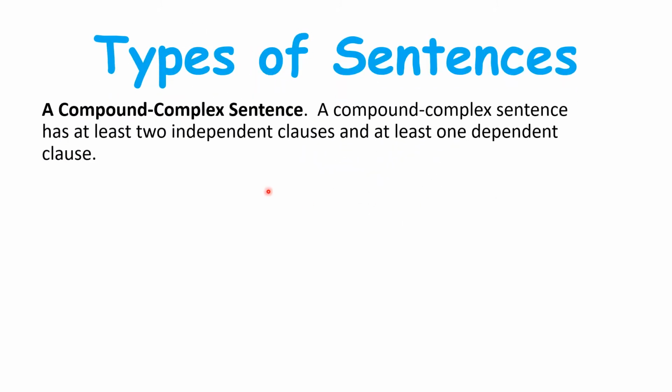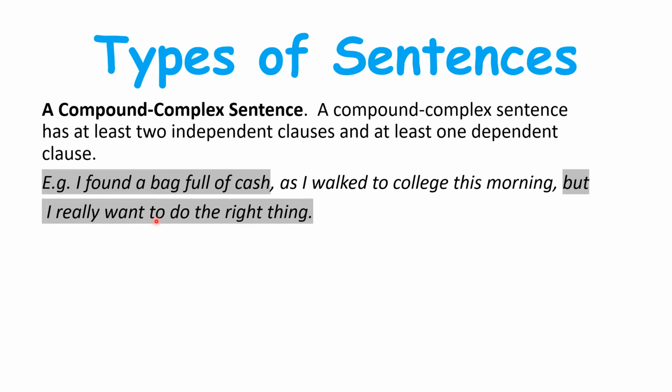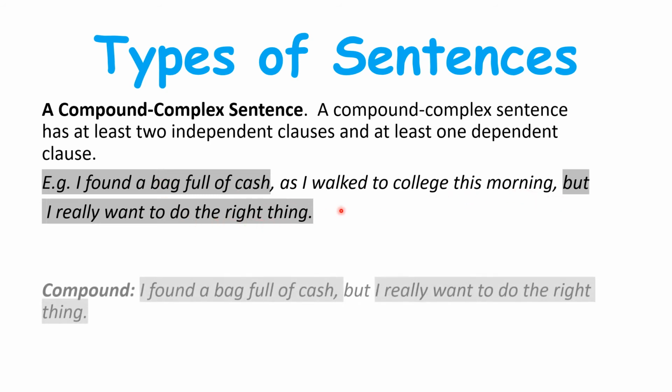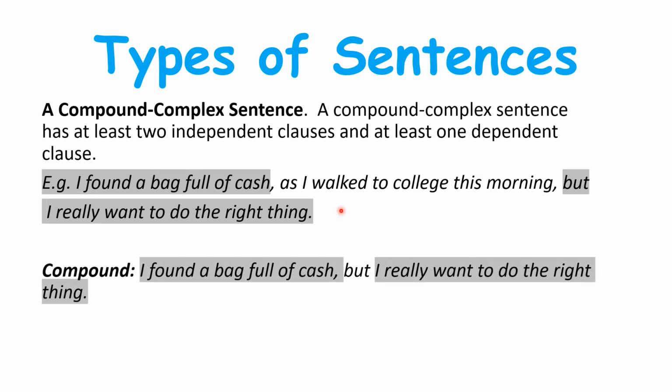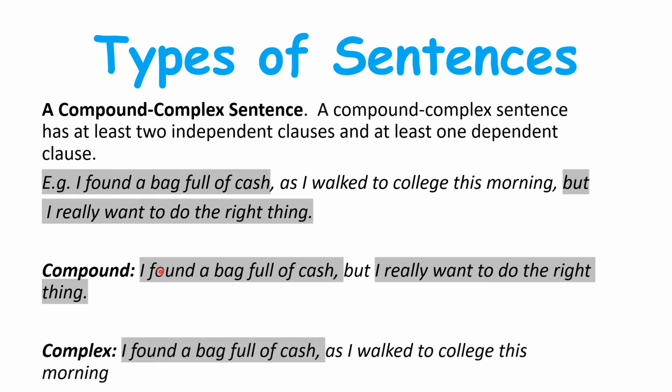So now let's look at a fourth type, compound complex sentence. It has at least 2 independent clauses and at least 1 dependent clause. So for example, I found a bag full of cash as I walked to college this morning, but I really want to do the right thing. What makes this a compound complex sentence? It is simply a mix of a compound and a complex sentence.